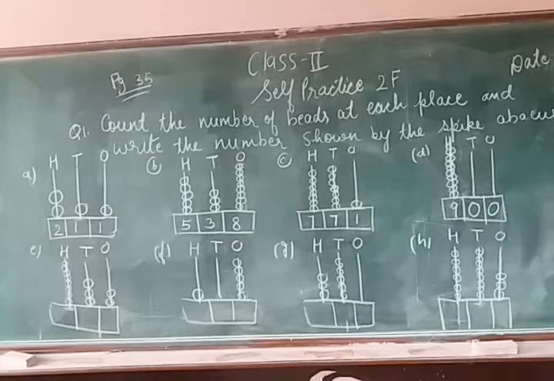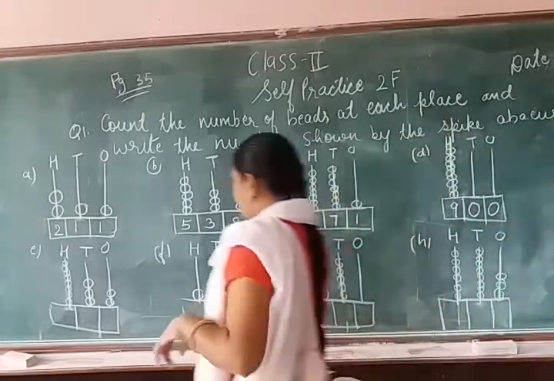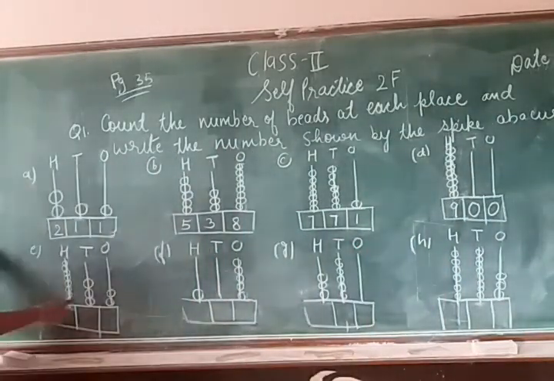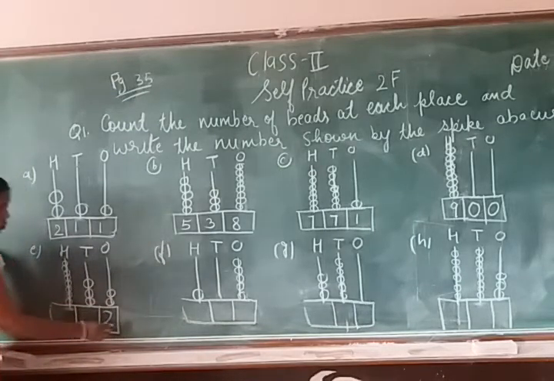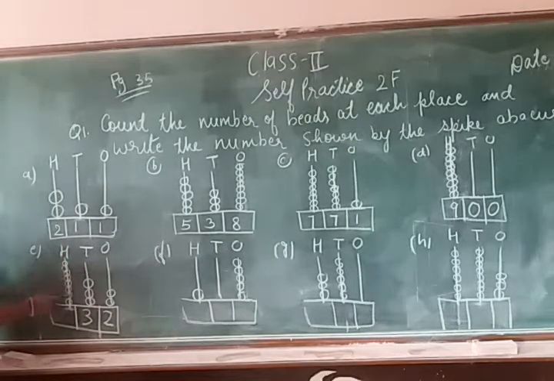Okay, now see, let's solve E. Count the beads. How many beads at the one's place? 1, 2, so write here 2. Beads at the tens place? 1, 2, 3, so write here 3. Beads at the 100's place? 1, 2, 3, 4, 5, 6, 7, 8.